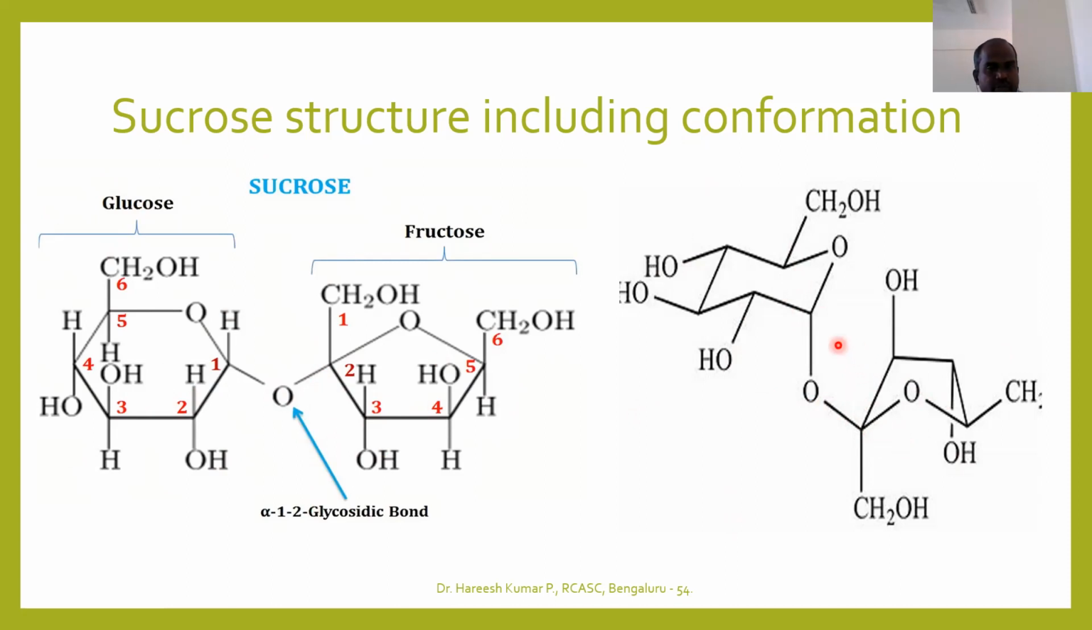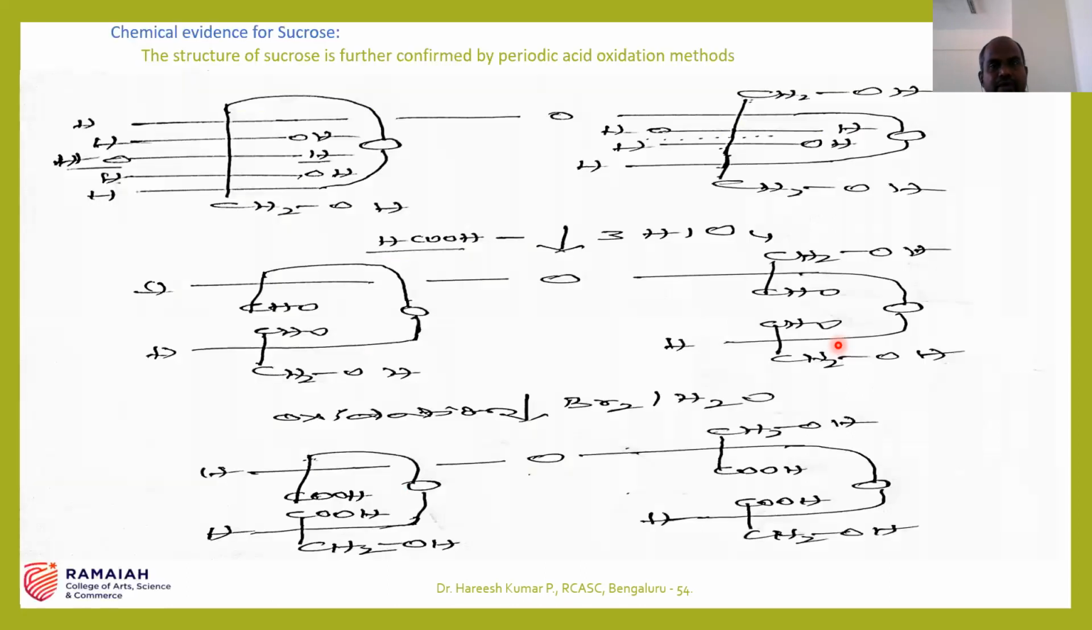So this was the structure proposed for sucrose. There is some chemical evidence for this structural elucidation, so let's look into what the chemical evidence for the structural elucidation of sucrose is. Let's go to the next slide. This is the one chemical evidence for the structure.